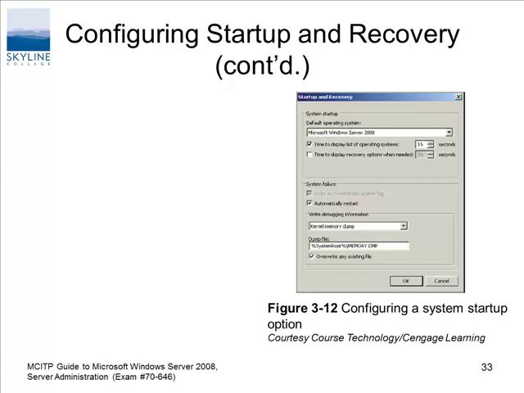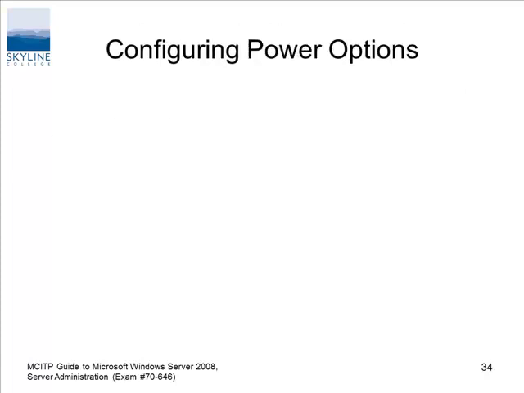Automatically restart, you may or may not want to do that on system failure. The kernel dump, right, debugging information of the kernel dump, and then where the dump files are going to be located. You can change the location here. Percent system root percent, where are you going to go? And you have to put this in variable format in order to send it someplace.